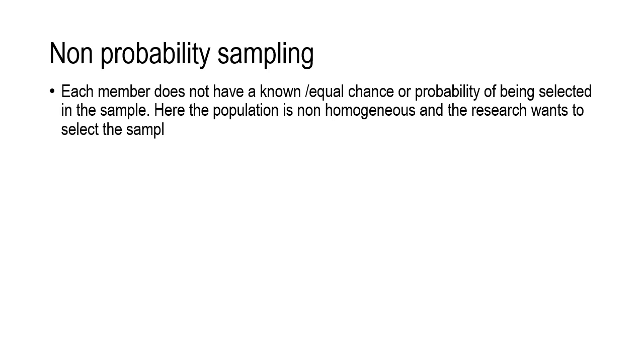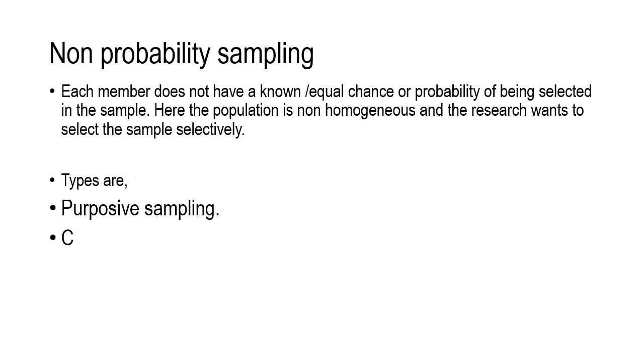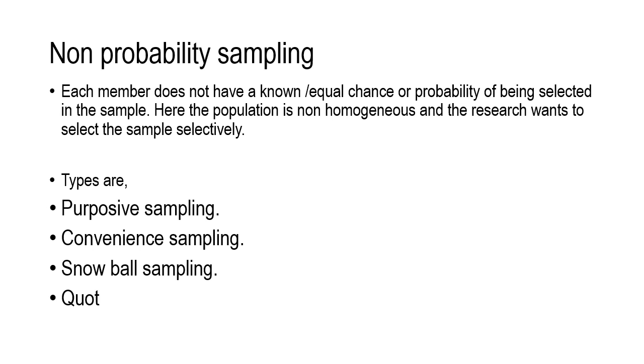Here the population is not homogeneous, and therefore the researcher wants to selectively select the sample. So we have the types: purposive sampling, convenience sampling, snowball sampling, and finally quota sampling. One thing to note is that here the population is not homogeneous, and therefore not all the members will have equal chances of being selected in the sample. Please note that.